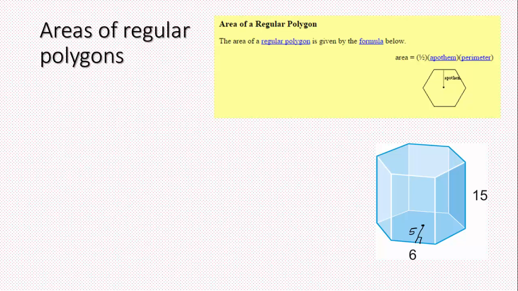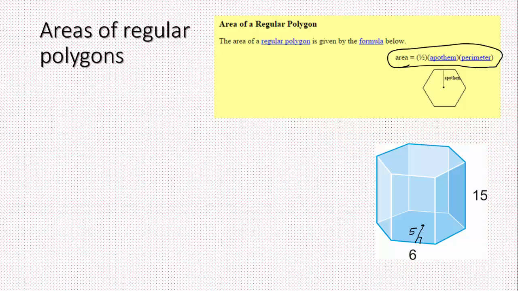Now what about other prisms with other polygon bases? We have the formulas memorized at this point for triangles and parallelograms and rectangles, but what about if it has more sides than a quadrilateral? Well, there is a general formula for the area of any regular polygon. So as long as the base is some regular polygon, we can still find the area using this new formula here. It uses a measurement called an apothem.